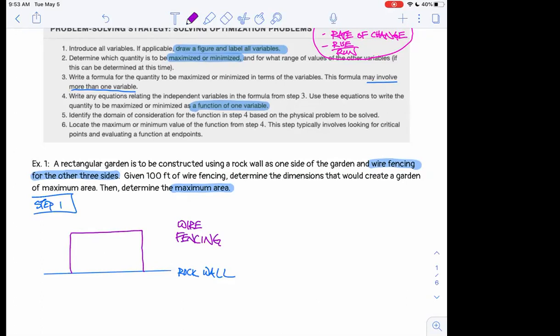Now we're going to go ahead and label this with some variables. I'm not super creative, so anything that's horizontal, I usually give an X, and anything that's vertical, I usually call a Y. So the horizontal distance across the top is X, and the 2 on the side are both Y because it's a rectangle, so the left side is going to be the same length as the right side.